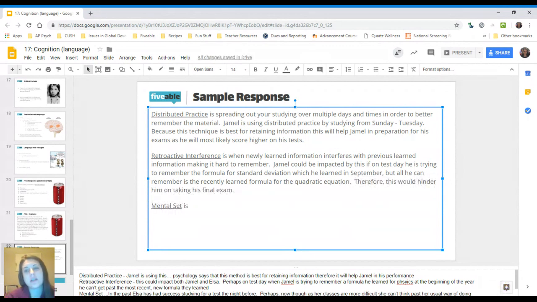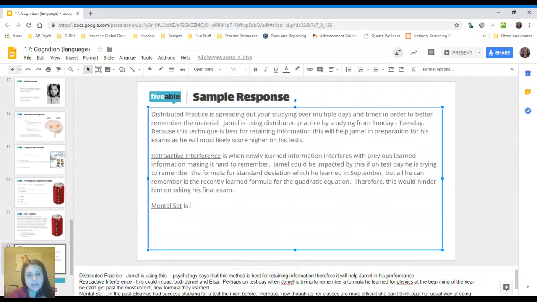So I set up a scenario of how retroactive interference, newly learned info, is impacting his old information. It's getting in the way of him remembering old information. Remember last time I gave you the acronym PORN to remember this: proactive old, retroactive new. But yeah, so then I set up the prompt, and then I talked about whether that would help or hinder him on the final exam.